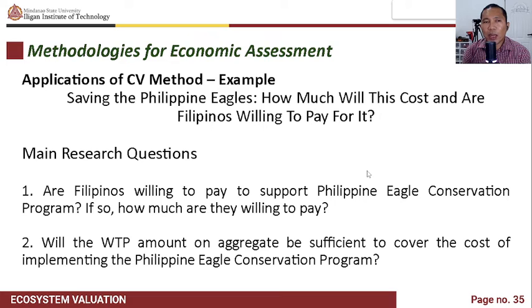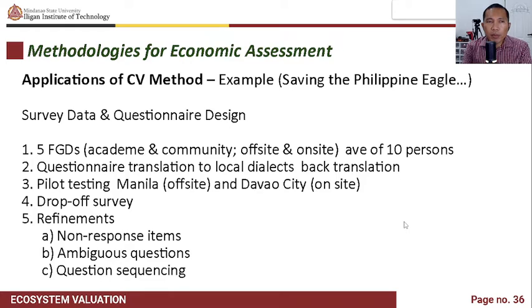So we have an example here, saving the Philippine Eagles. How much will this cost? And are Filipinos willing to pay for it? So we have here the main research questions. Are Filipinos willing to pay to support the Philippine Eagle Conservation Program? If so, how much are they willing to pay? Will the aggregate WTP amount be sufficient to cover the cost of implementing the Philippine Eagle Conservation Program?